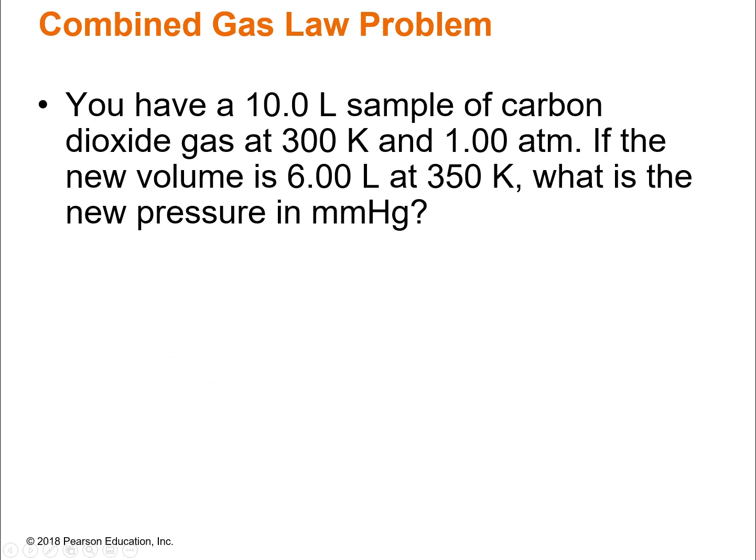Now let's try one. We've got a 10-liter sample of carbon dioxide gas. It's at 300 Kelvin and 1 atmosphere. The new volume is 6 liters at 350 Kelvin. What is the new pressure? We'll do what we always do. Write out each given piece of information and assign a variable.